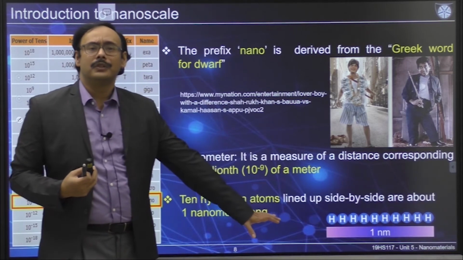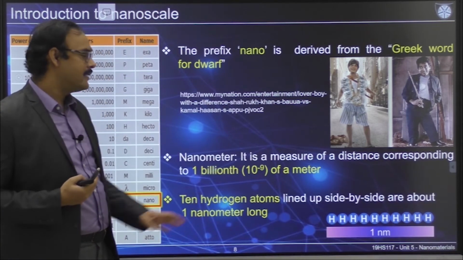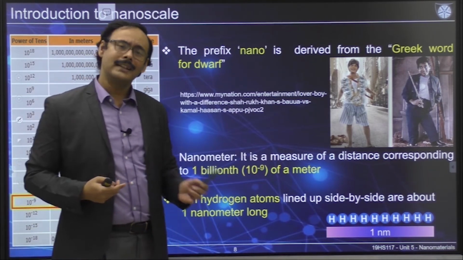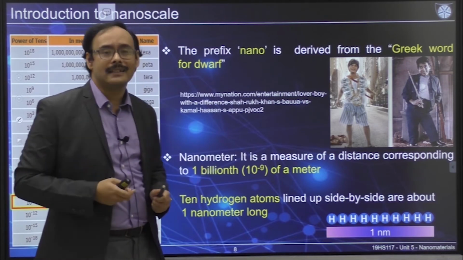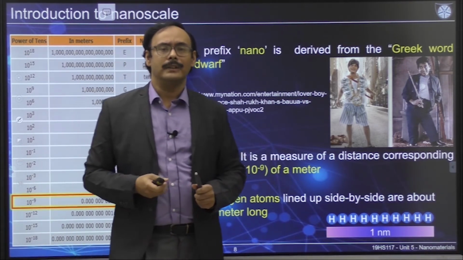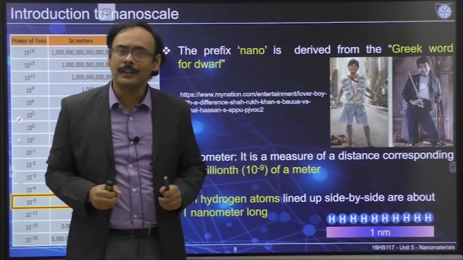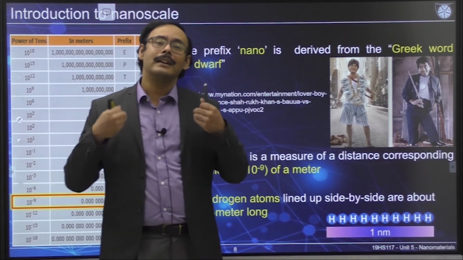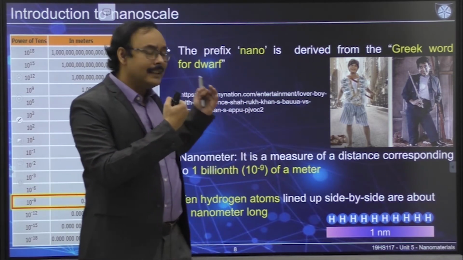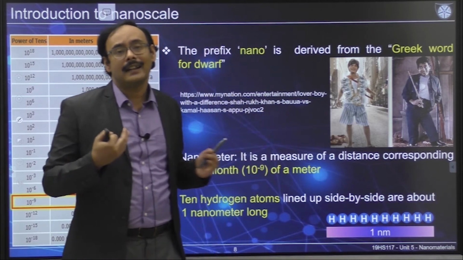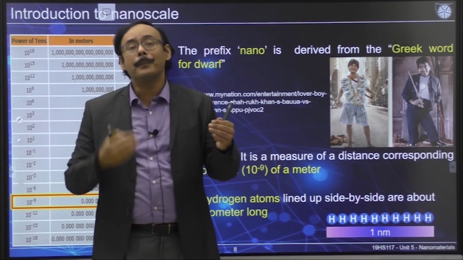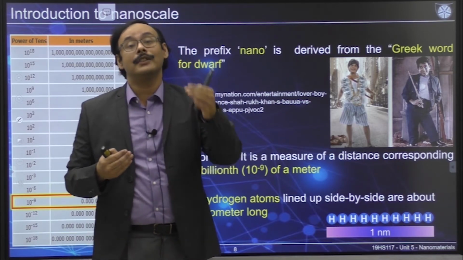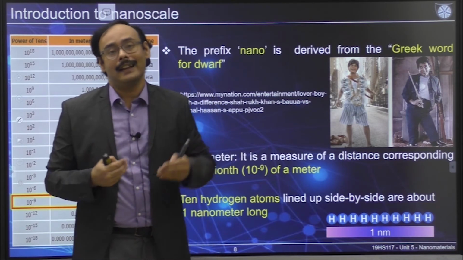Now one way of looking at it is that 10 hydrogen atoms lined up side by side are about 1 nanometer. Once again, this is for our understanding. We may get some idea about what we mean by nanometer. 10 hydrogen atoms, but a hydrogen atom also you cannot really see. So in order to understand more, I am going to give you some more examples of this scale, so that you compare the nanoscale with the scale that you are actually looking at using naked eyes.